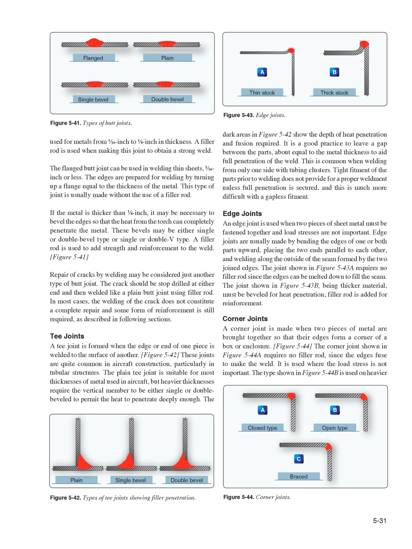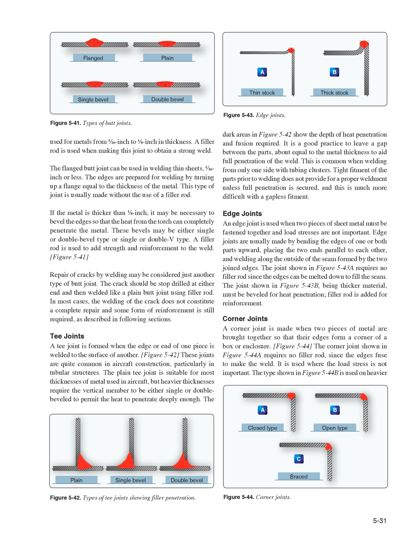Figure 541, repair of cracks by welding may be considered just another type of butt joint. The crack should be stop drilled at either end and then welded like a plain butt joint using filler rod. In most cases, the welding of the crack does not constitute a complete repair and some form of reinforcement is still required, as described in following sections.